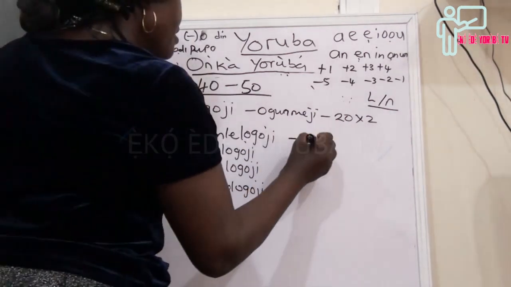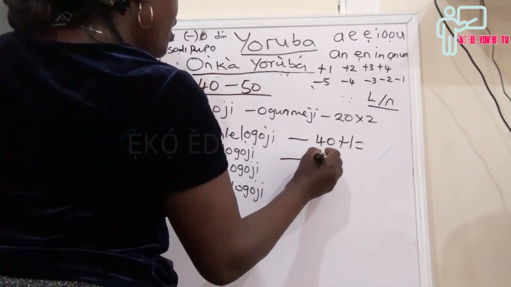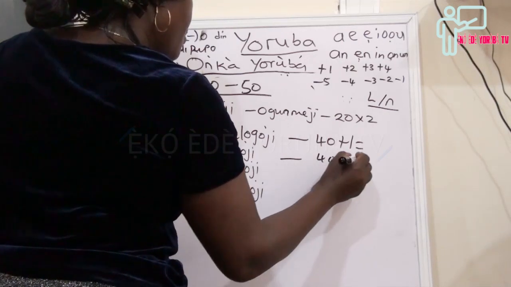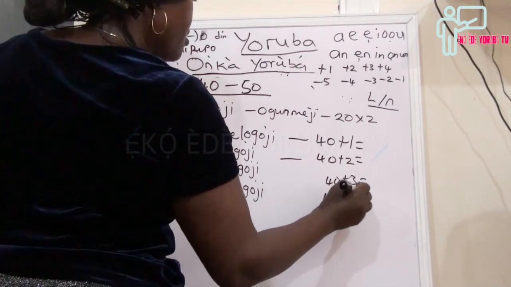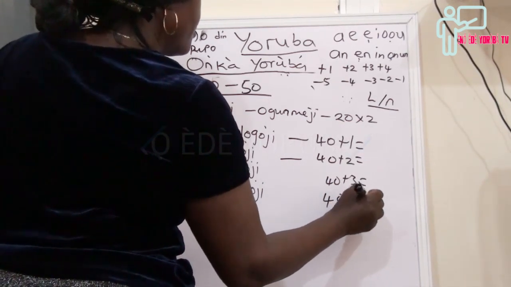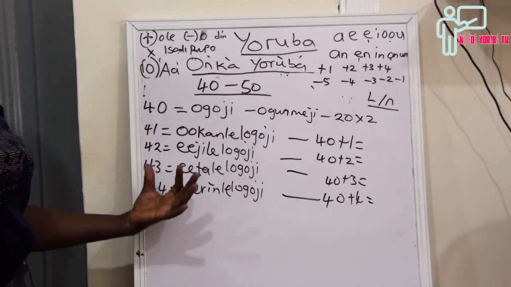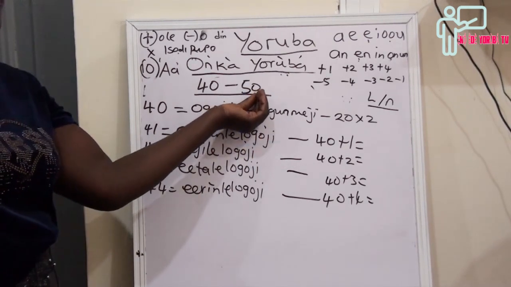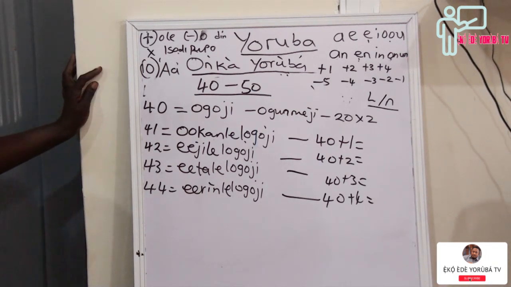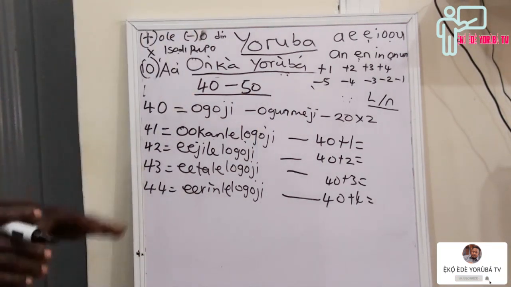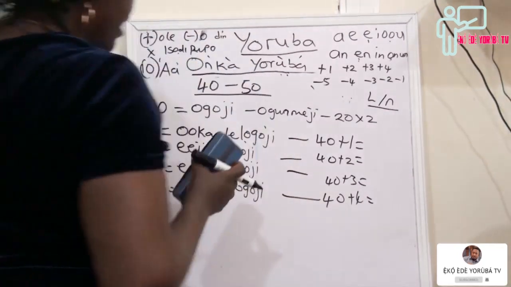So you see it now. That is, the meaning is that 40 plus 1. You see it now. So 40 plus 2. 40 plus 3. 40 plus 4. You see it now. So it's the same thing. So we are now going for 45 now. We call this 50 àádọ́ta in Yoruba. We call it àádọ́ta. 50 àádọ́ta. Now, this is where we get àádọ́ta.